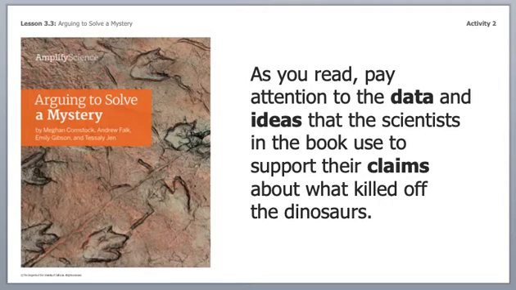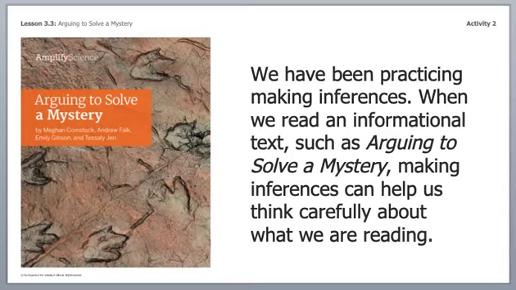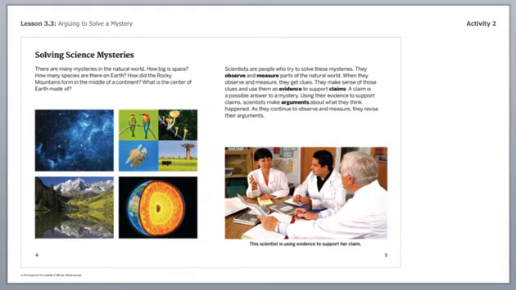As you read, pay attention to the data and ideas that the scientists in the book use to support their claims about what killed off the dinosaurs. Now, this is a problem or a question that nobody really quite knows the answer to, but they have made many, many claims about how and why this has happened. We have been practicing making inferences. When we read an informational text, such as Arguing to Solve a Mystery, making inferences can help us think carefully about what we're reading.